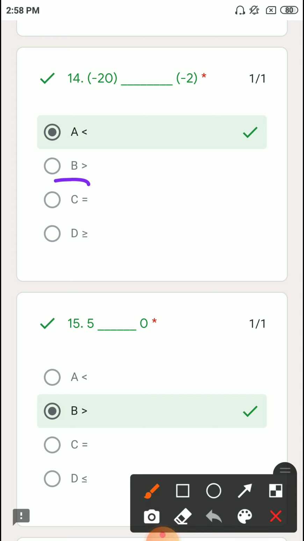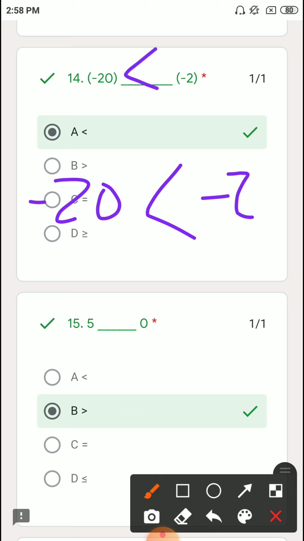In the actual situation 20 is greater than 2, but if both are negative numbers, then we need to change things. Minus 2 is greater than minus 20. On the number line from left to right, the value of numbers increases, so minus 2 is greater than minus 20. So here we need to put the less than sign, so our option A is correct.